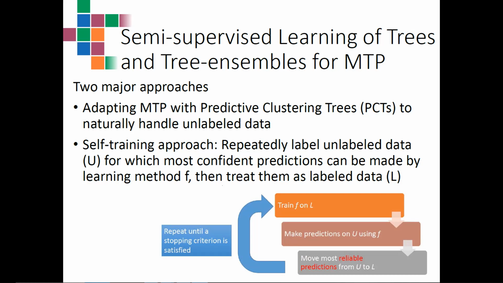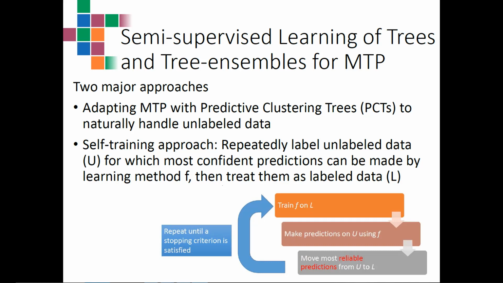And where the learned model is most confident, we say, these are very confident, so we now take these to be labeled data. We move them from the unlabeled to the labeled part. And then we reconstruct a new model and we iterate until some stopping condition is met. In particular here, we have wrapped this learning process around ensembles of predictive clustering trees for multi-target prediction, which I will explain on the next few slides.